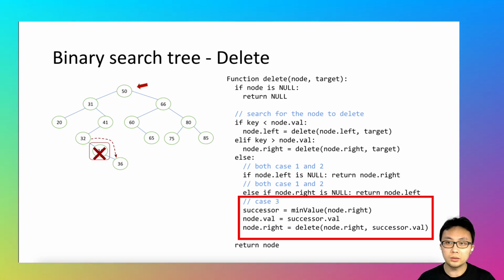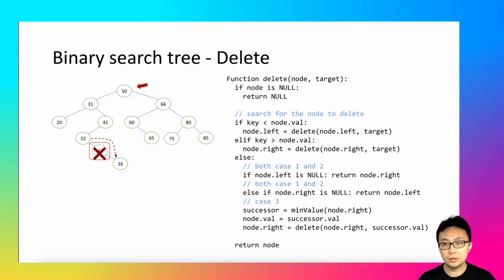These are the lines that deal with case 3. We rely on the help from a helper method named minValue to get the value of the in-order successor. After that, we replace the target node's value. In the end, we recursively call the delete method on the in-order successor. The last line will return the current node. It works its magic for both case 3 and when the target node is not found in the tree structure.